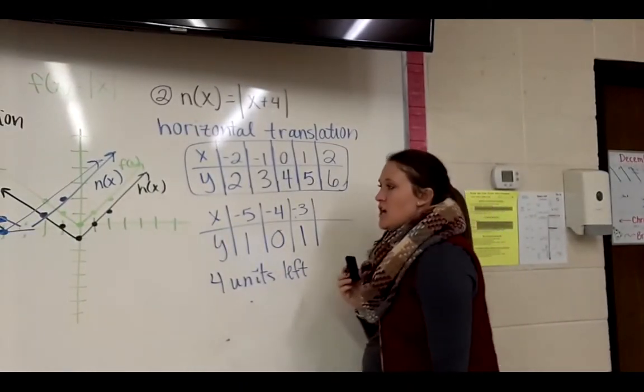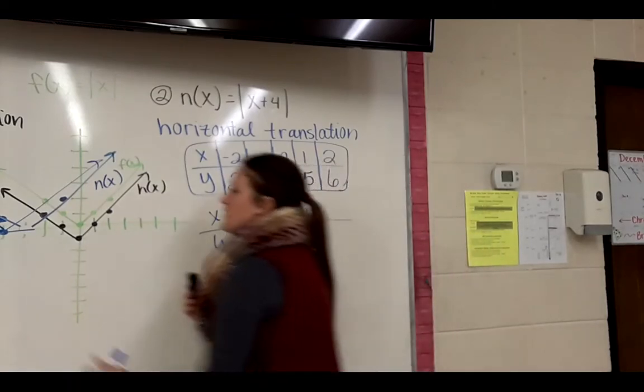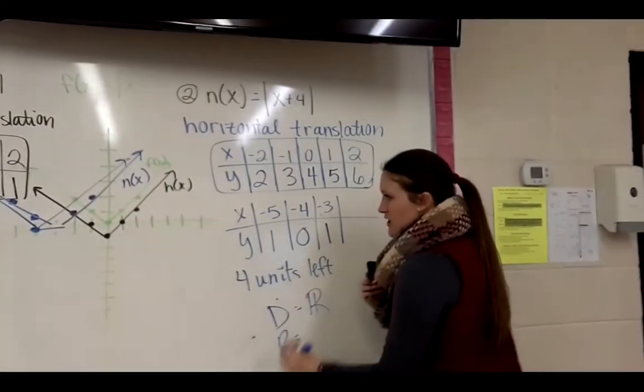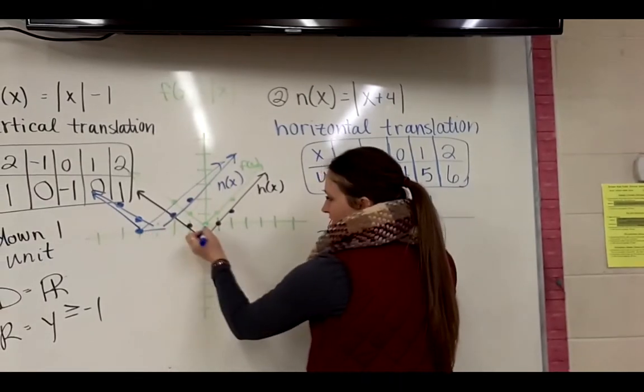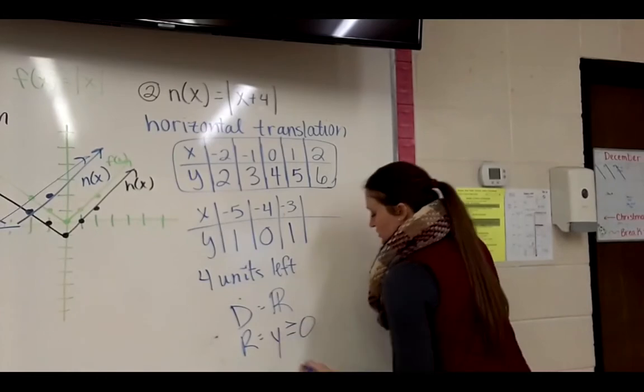So 4 units left. Okay, so for domain and range, domain is our x. If I look over here, it's all of our x's, so all real numbers. And our range on the y-axis is at 0 and everything above. So y is greater than or equal to 0.